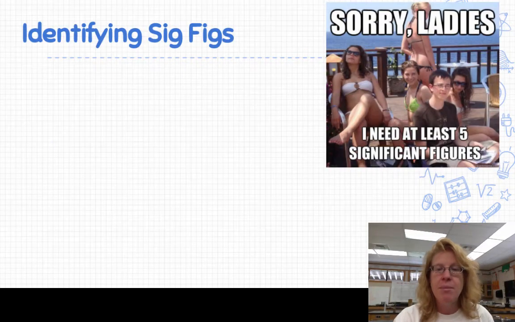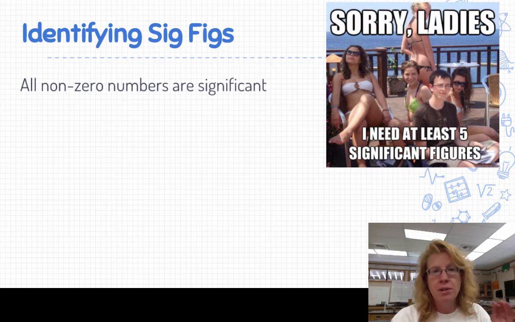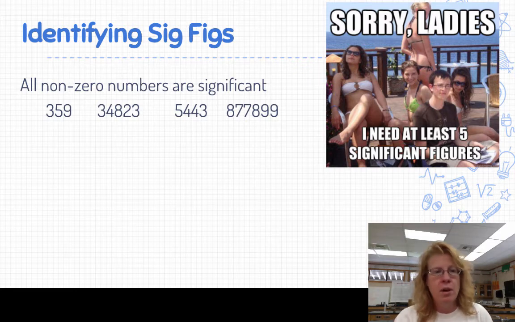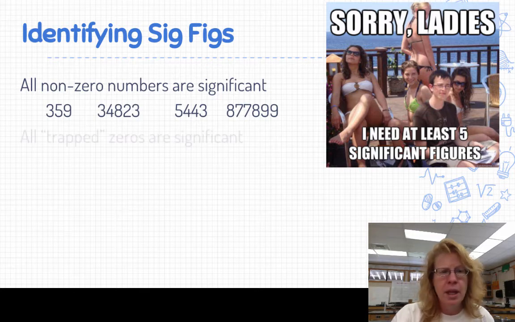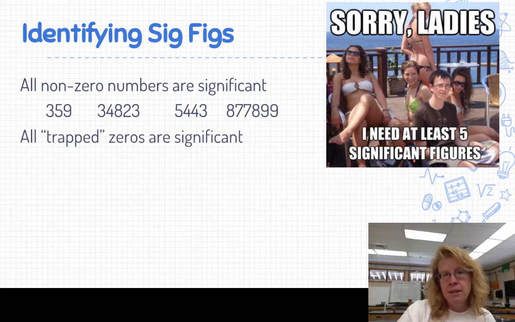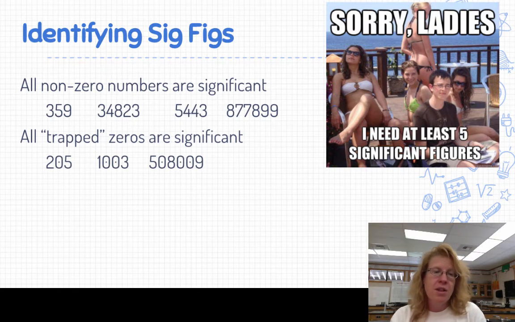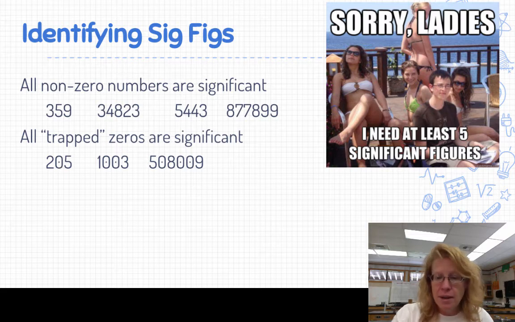So here are some examples of what sig figs look like. Here are our rules for counting them, because it does get a little bit messy. I'm sorry, it's not my fault. But anything that's not a 0 is significant. So those are pretty easy. Just count the number of digits. So 359 has 3 sig figs. 34,823 has 5 sig figs, etc. When we have zeros in the middle of a number, they're also significant. So these are pretty straightforward as well. 205 has 3 sig figs. 1003 has 4 sig figs, etc.